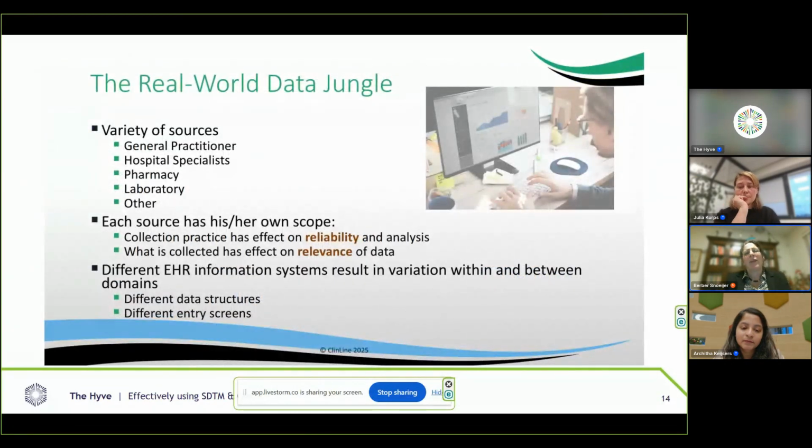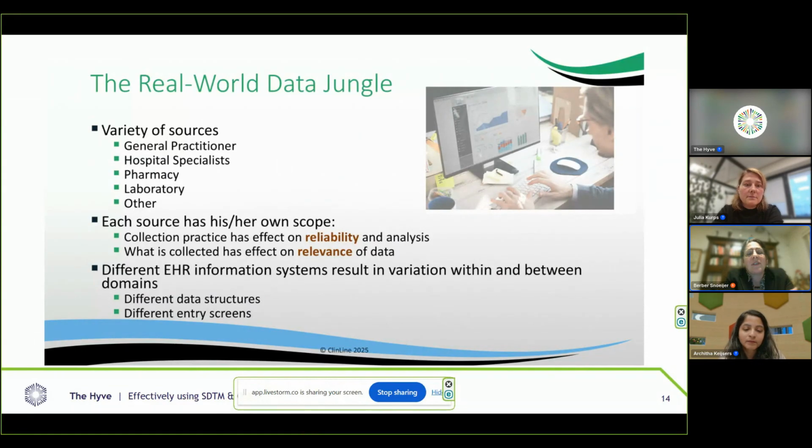So when you look at that, data sources, EHR data sources, you can have a lot of different data sources. It can be GP data, general practitioner data, you can have hospital specialist data, pharmacy data, laboratory, and different data sources. And each source has its own scope. So the collection practice for each source has an effect on the reliability and what you can analyze of that data, and what is collected has an effect on the relevance of the data. And those two terms are frequently also used in those regulatory guidances.